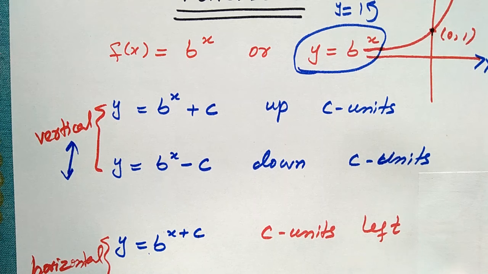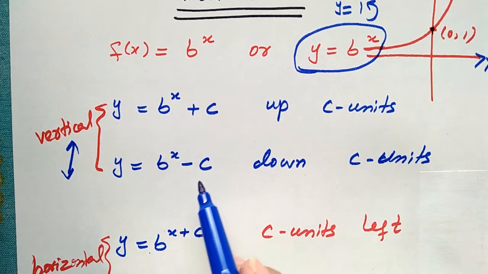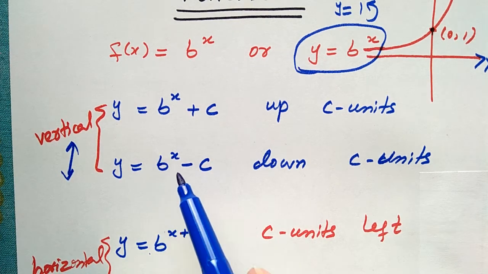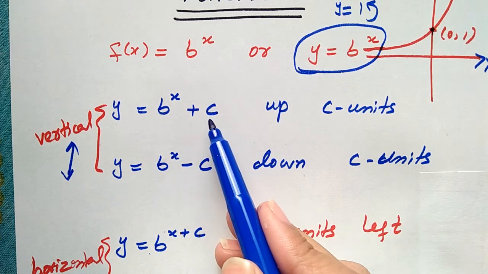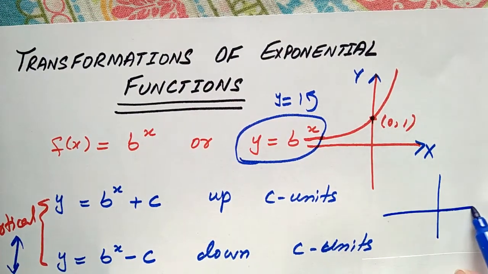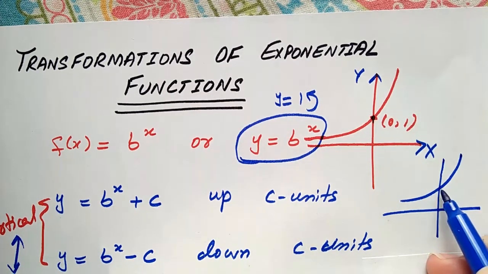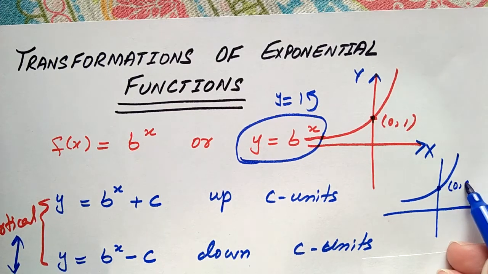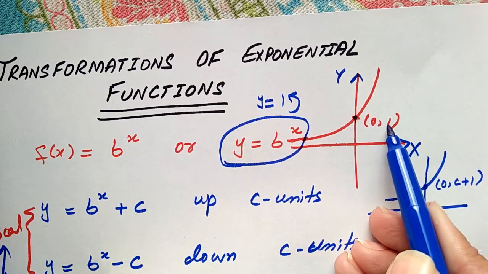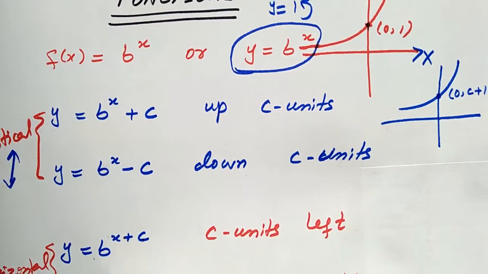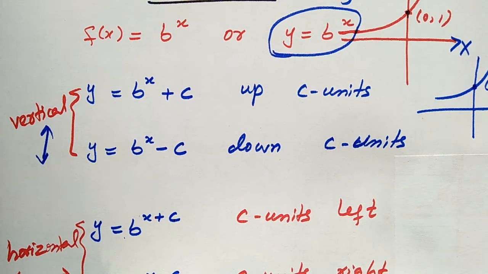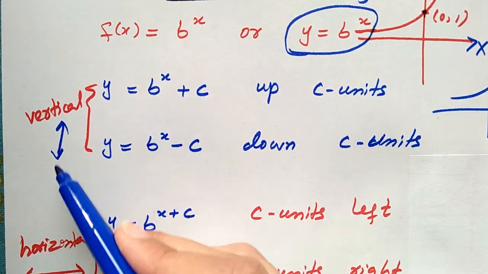Consider some laws that we will follow while graphing this exponential function. For y equals b raised to power x plus c or minus c, our graph will move vertically. If I have plus c, then my graph will move c units in the upward direction, and this y-intercept, which is (0, 1), will become (0, c plus 1). And if I have y equals b^x minus c, my graph will move c units in the downward direction. Both these operations are observed in the vertical direction.